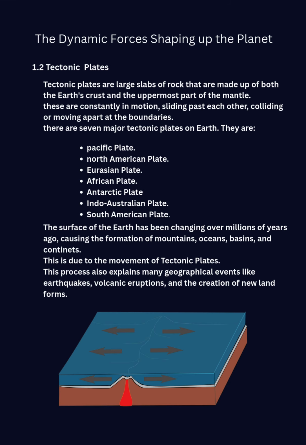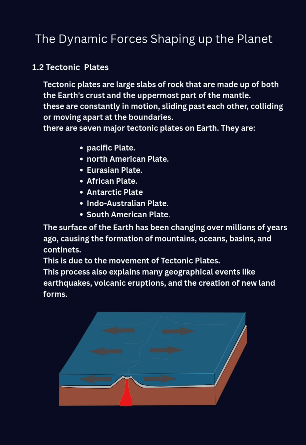Tectonic plates. Tectonic plates are large slabs of rock that are made up of both the Earth's crust and the uppermost part of the mantle. These are constantly in motion, sliding past each other, colliding or moving apart at the boundaries. There are 7 major tectonic plates on Earth. They are Pacific Plate, North American Plate, Eurasian Plate, African Plate, Antarctic Plate, Indo-Australian Plate, South American Plate.